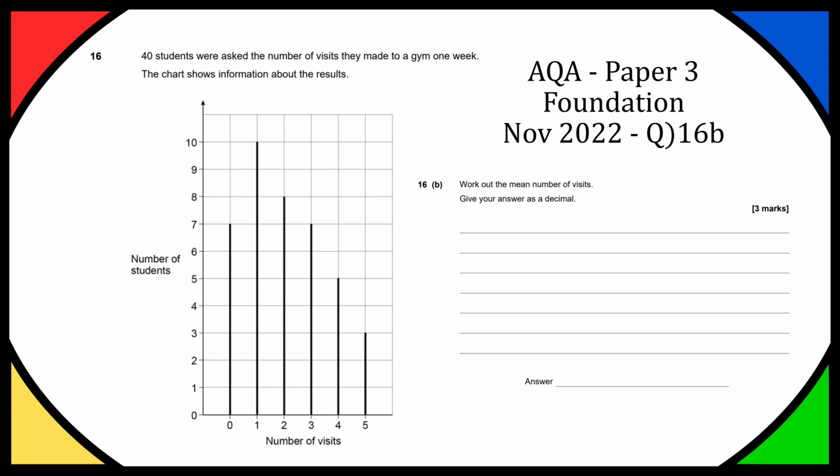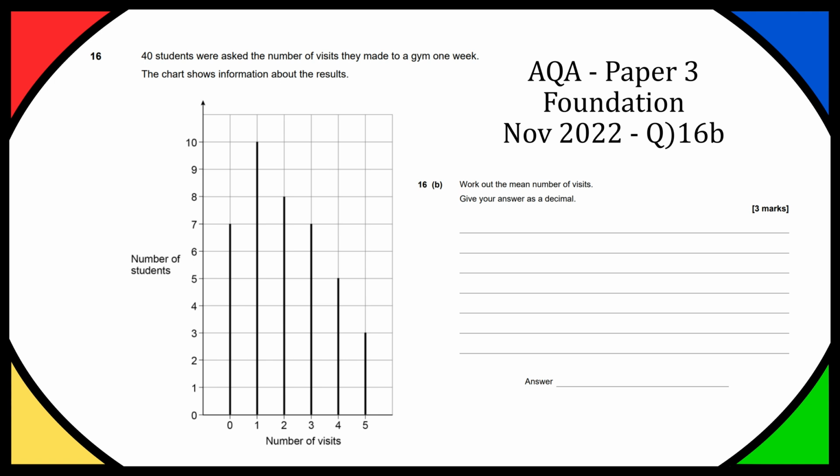Hey everyone, so today we're doing question 16b and we're going to be working out the mean number of visits. This is from the past paper link down below, and just a quick recap of the question. With 40 students and they were asked the number of visits they made to a gym one week. The chart shows information about the results.